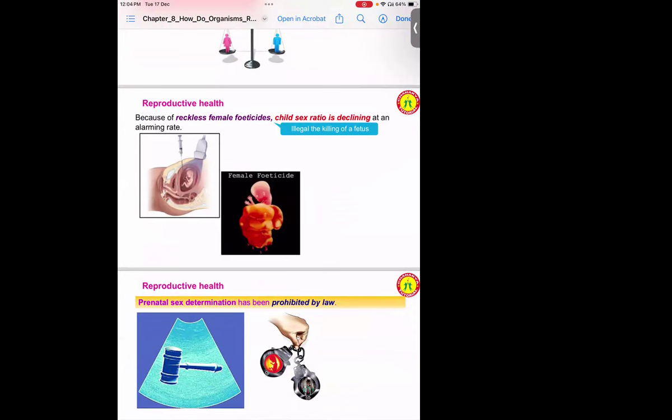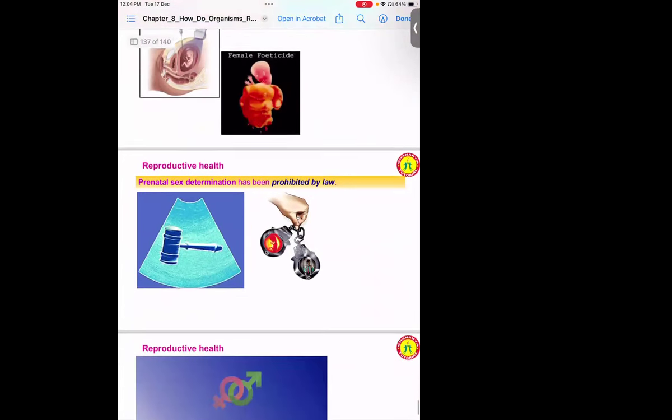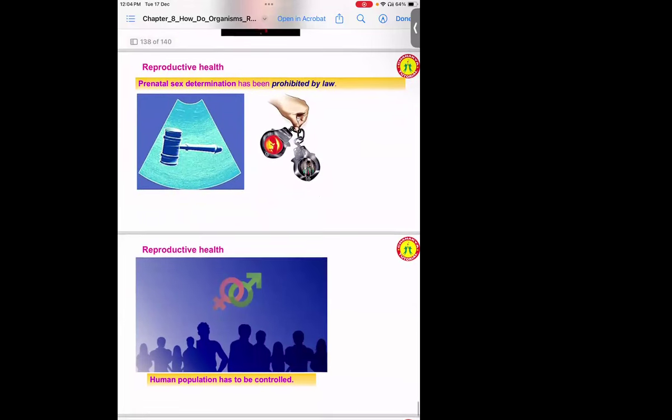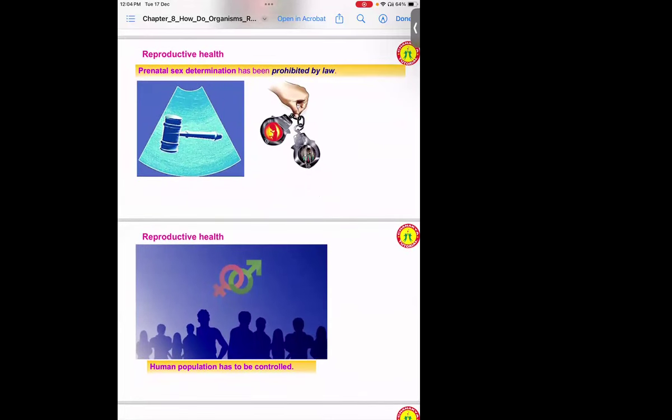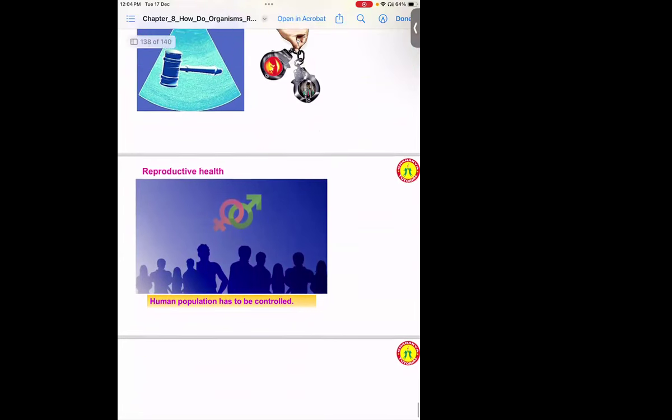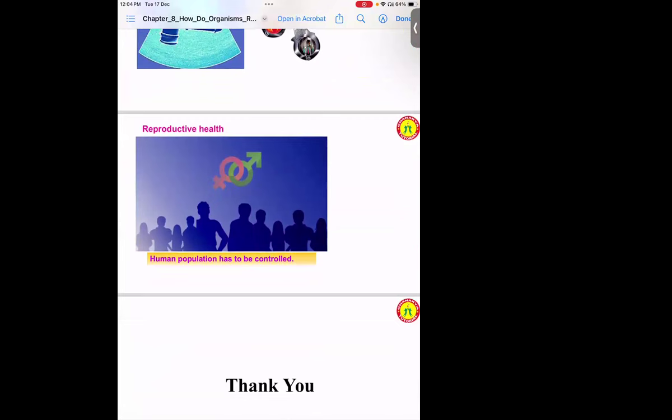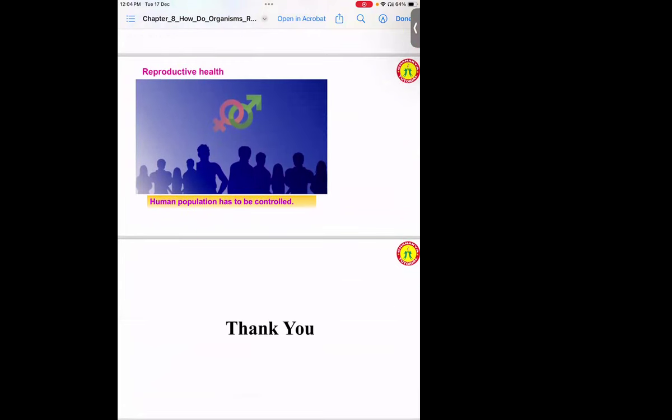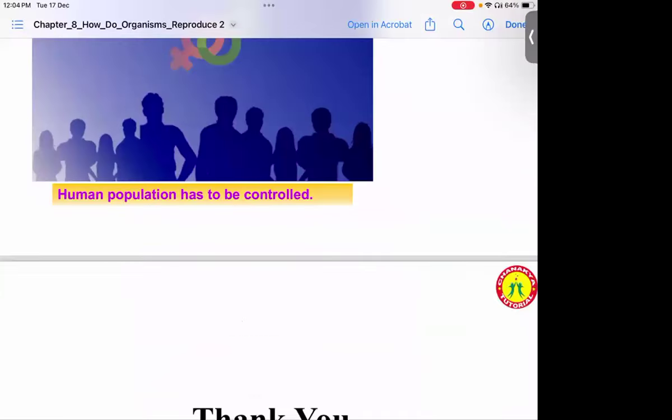But now the government has banned knowing the gender of the child. No one is allowed, and no doctor is even allowed to inform the parents before the delivery that the child is a girl or a boy. They cannot use any means to know that. So it's banned to know the sex of the child. Prenatal sex determination has been prohibited by law. Prenatal sex determination means identifying the sex of the child before delivery, right? In India it is banned, but most foreign countries allow it. That is how we have to complete the whole process of reproduction, and we should also have healthy and safe reproduction throughout our life.